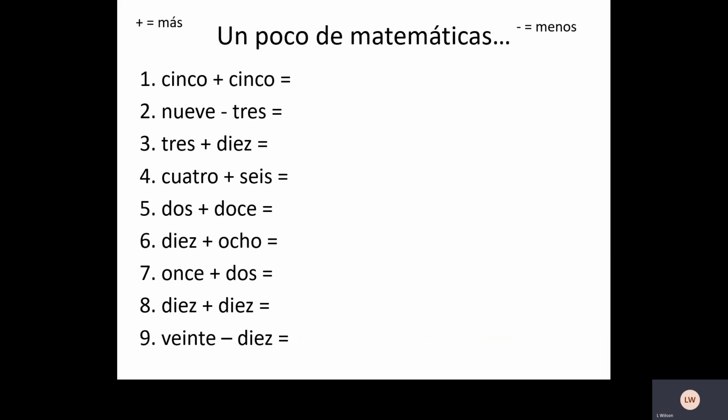Okay, ahora vamos a practicar. So here's a bit more mathematics for you to do, un poco de matemáticas. See if you can write out the correct word of the number in Spanish. 5 minutos.